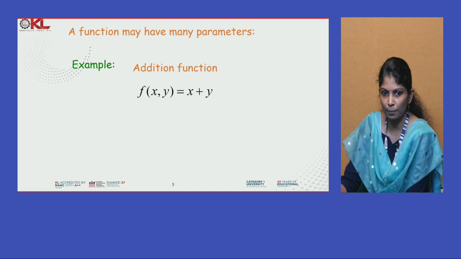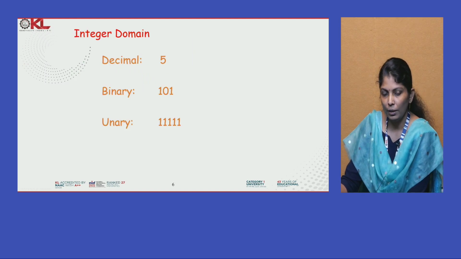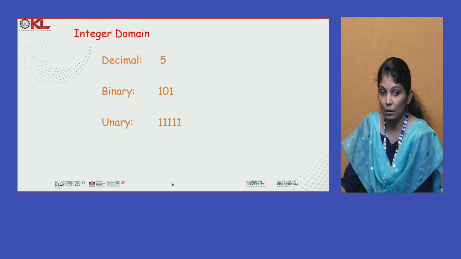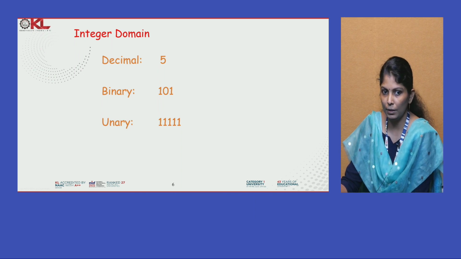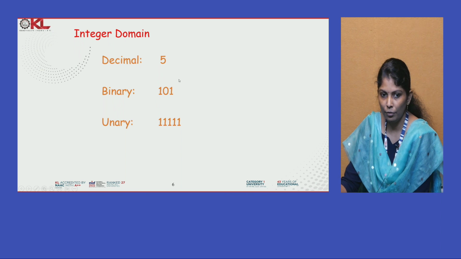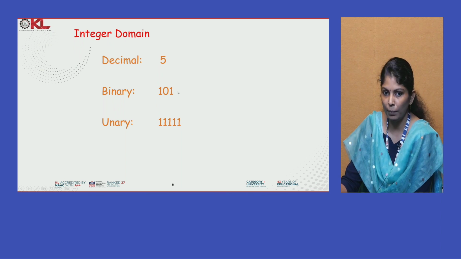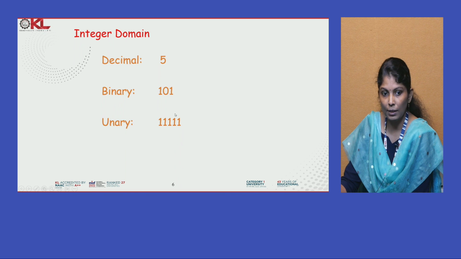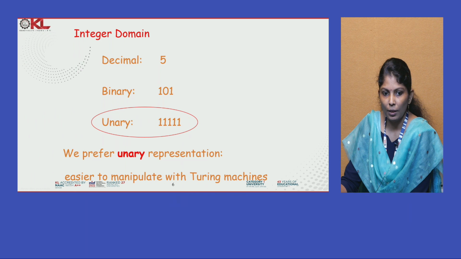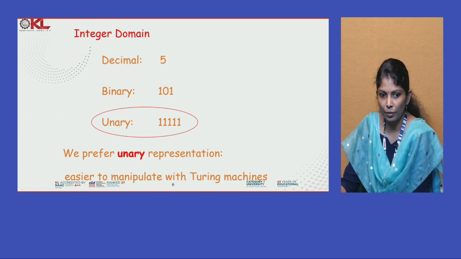result region S. Before moving on to that, how do we represent these numbers or integers in a Turing Machine? If we have the decimal number 5, in binary we represent it as 101, but when we come to the Turing Machine we use unary representation. Unary means we use only a single symbol to represent any number. So if I want to represent 5, I will use five ones. So 1 is the symbol that we are using here. And this is easier to manipulate, which is why we use unary representation in Turing machines.